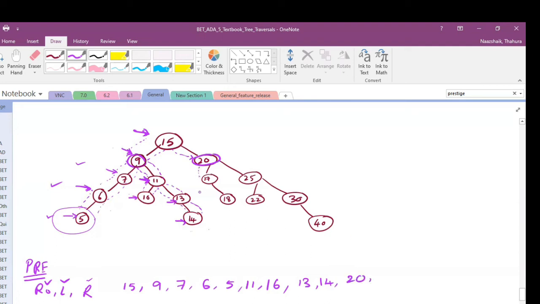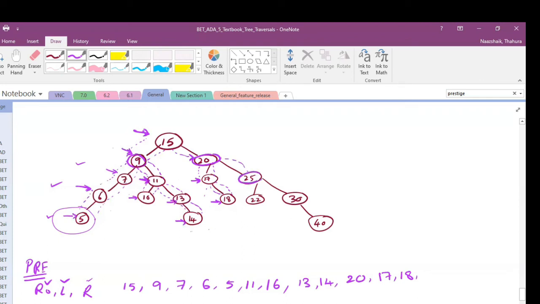Then take your left, then here again visit the root. Now here take a left, but I don't have any left, right? So I go to the right. So here again, it's a subtree. So I repeat the algorithm, root. There is no left, no right. I'm done with this, I come back. I finished root, I finished left and right. I came back, I finished root. I finished the left, now I have to do the right.